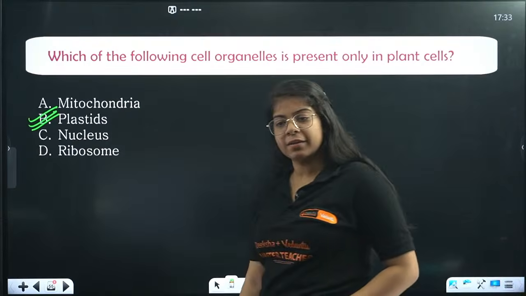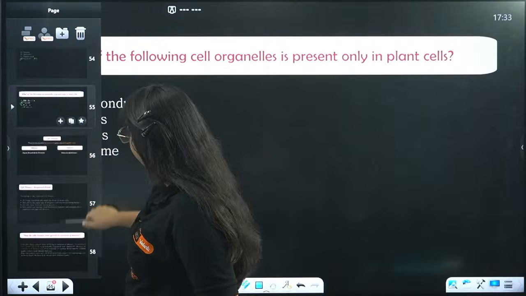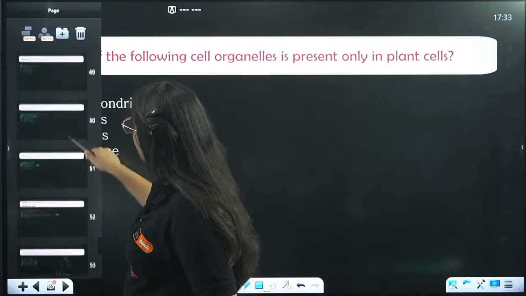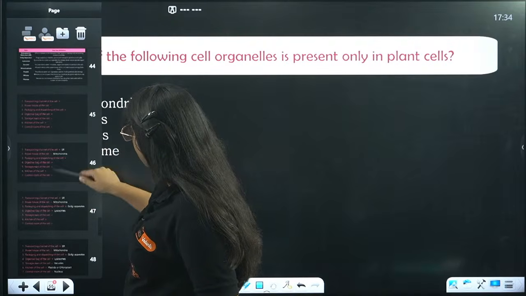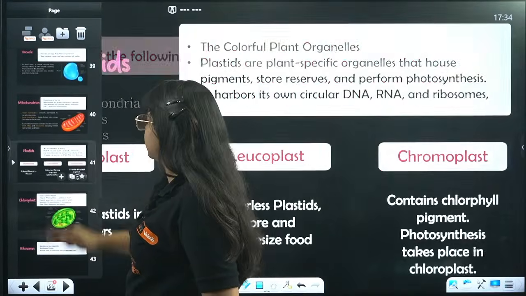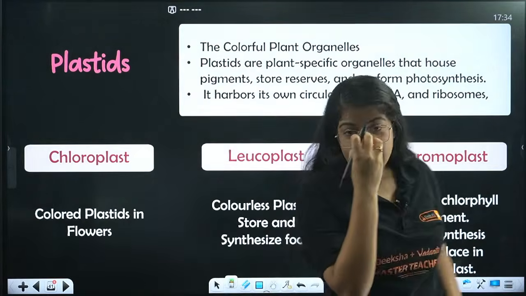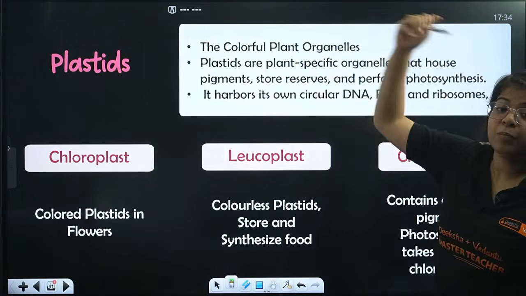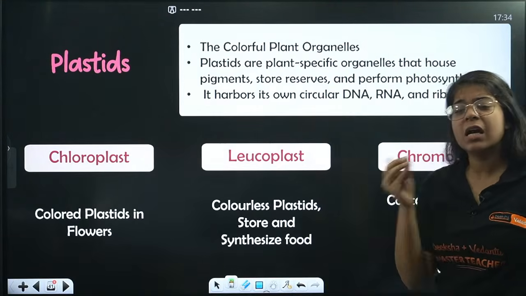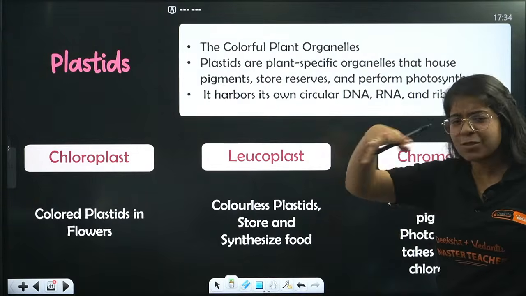Okay, done. Good. Now I have one small activity for you. Before that, let's just quickly go through what plastids is, because that is an important topic. Plastid, beta, is the colorful part of the cell. The colorful plant organelle is what we call plastid. Anywhere you see a colorful part, that is given by something that is present inside the plastid.